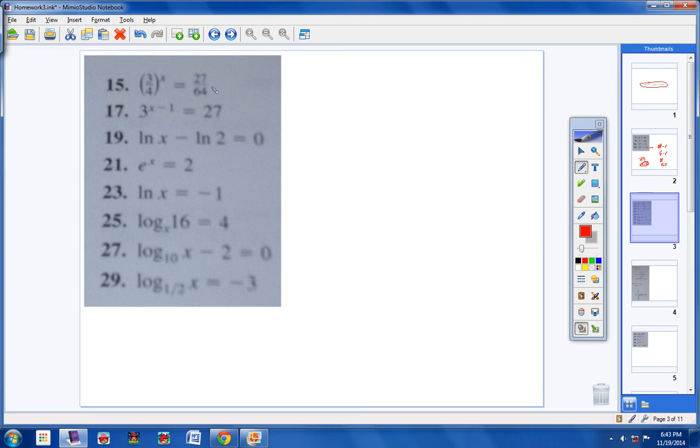Now again, once again, whenever you can write both sides with the same base, do that, okay? So we have 3 to the 4x equals, let's see, we'll go into both of those numbers.